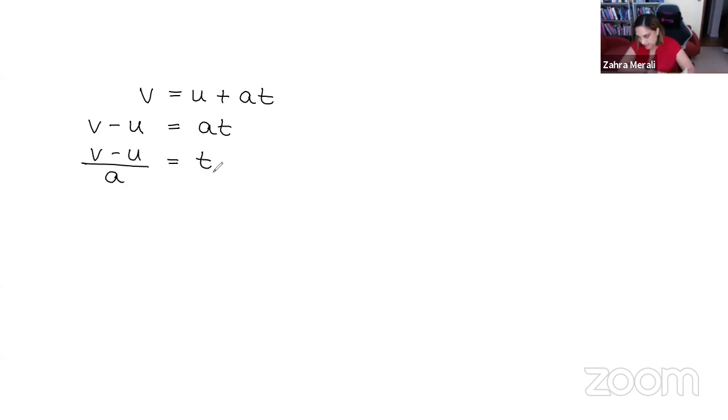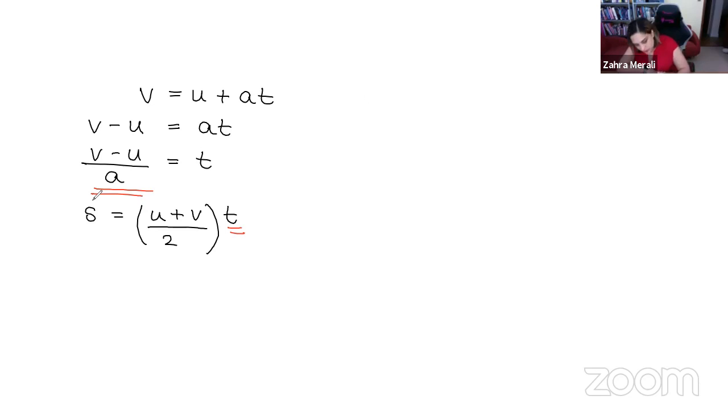So let's take our formula that we know. We know V equals U plus AT. If I take away U from both sides, I get V minus U equals AT. If I then divide by A, I've got V minus U over A equals T. Now I know that S is the same as U plus V over 2 times T. But instead of the T, I'm going to substitute all of this for this.